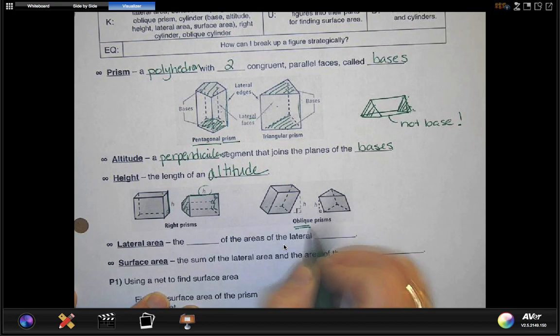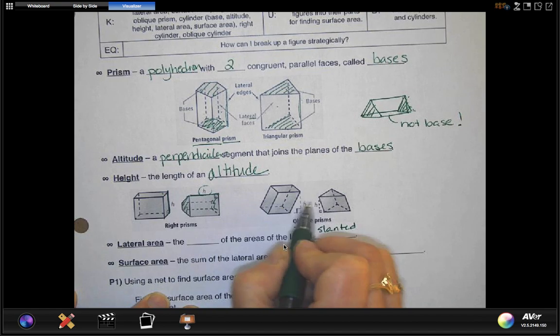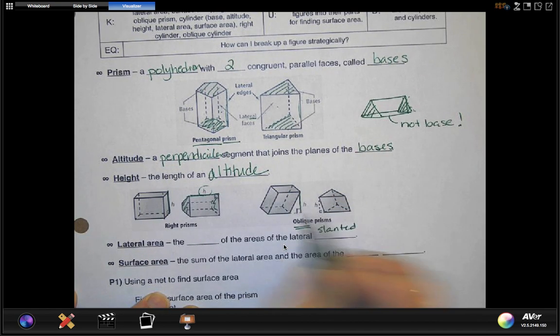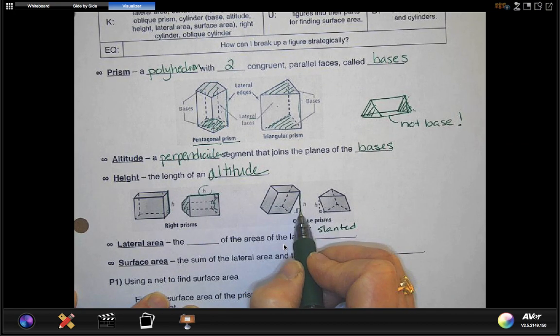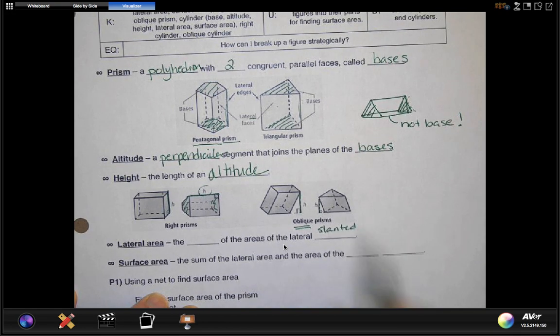An oblique prism just means it's slanted. But we still think about that altitude as being perpendicular, just like we would with an obtuse triangle. So here's your altitude, so the length of that would be the height. Same thing here, the length of that would be the height, okay?